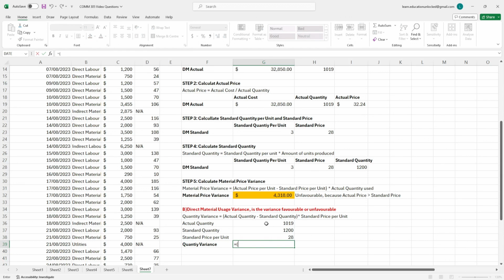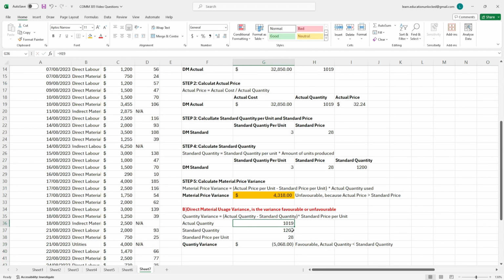So our actual quantity minus your standard quantity, close the parentheses, times your standard price per unit. So it gives us a negative number. So it's 5,068. I'll put it into dollars. So if it's negative, you would know that it's favorable. And another way is saying that your actual quantity is less than your standard quantity.